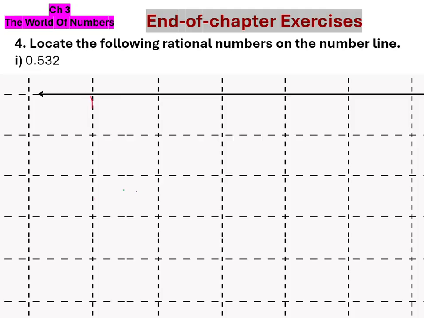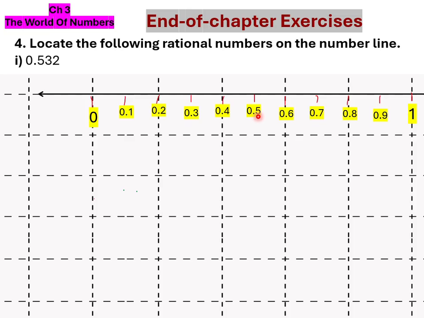First of all, we will draw a number line and represent numbers from 0 to 1: 0, 0.1, 0.2, 0.3, 0.4, 0.5, 0.6, 0.7, 0.8, 0.9, then 1. So where is 0.5? First of all, focus on 0.5 only. We can see where 0.5 is here. This is 0.5, and this is 0.6. It means 0.532 will be between 0.5 and 0.6.